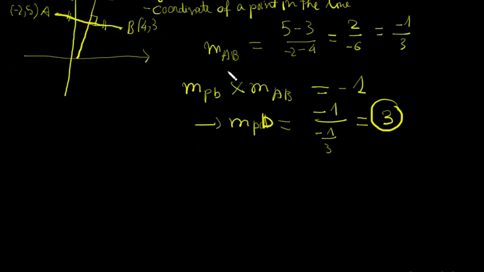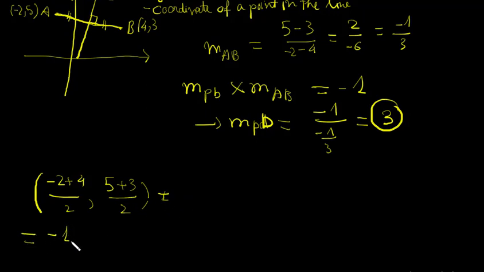Then moving to the next part, find the coordinates of the midpoint of this line. So how can we find the coordinates? The coordinates are equal to (-2 plus 4) over 2 and (5 plus 3) over 2. So the coordinates are equal to -1 and 4. So now we have the gradient and we have a point on the line.